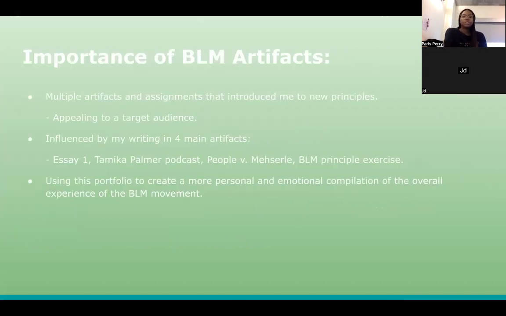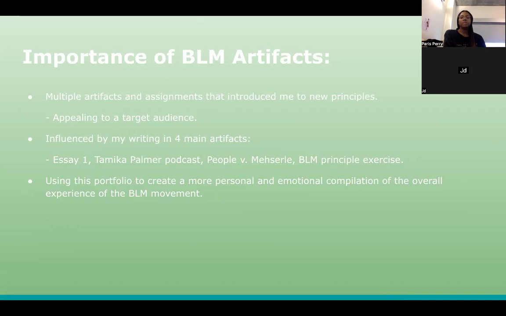So throughout the course, we've had multiple activities and assignments that prepare us for our essays and portfolios. These assignments have greatly influenced me because they've shown me what aspects and important roles I need to include in my principles. So I used most of these artifacts. The main ones that I used were my essay one, the Tamika Palmer podcast assignment, the People versus Messerl assignment, and the BLM principles exercise where we personalize them to ourselves.